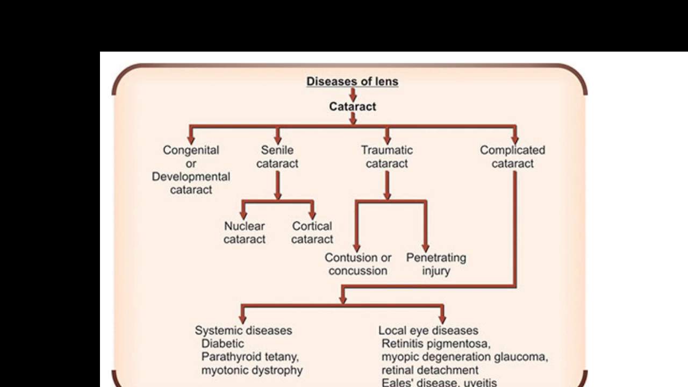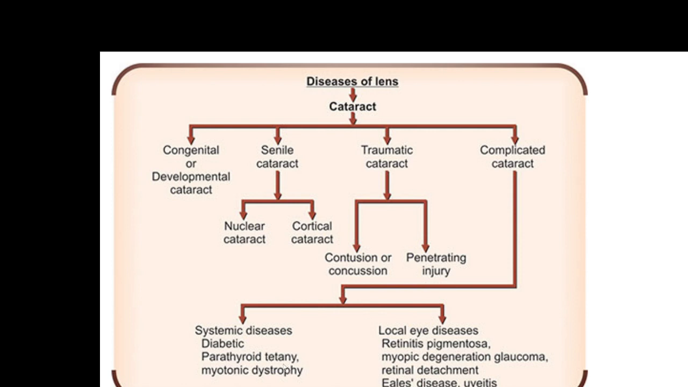Then a complicated cataract could be a complication of systemic disorders like diabetes, parathyroid pathology, tetany, and so on, or local eye diseases like retinitis pigmentosa or retinal detachment. From the clinical practical point of view, senile cataract is the most important issue, and most of what we discuss would be limited to senile cataract. The other parts are comparatively less important.